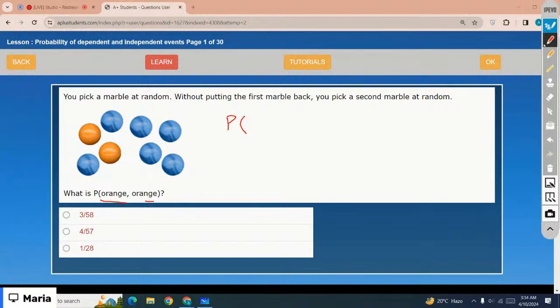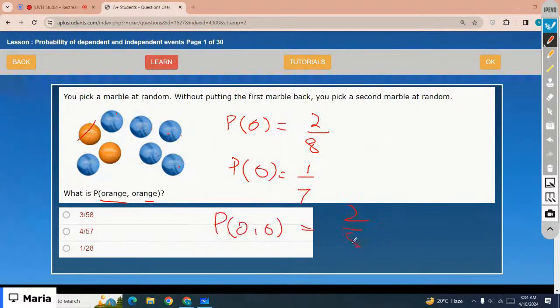The first time you're going to select the orange, you have 2 options out of 1, 2, 3, 4, 5, 6, 7, 8. Right? Now you select one of the orange. You didn't put that orange back. You're going to select for the second time. You have only one orange out of 1, 2, 3, 4, 5, 6, 7. One out of 7. You need to calculate the probability of orange and orange. So simply multiply those probabilities.